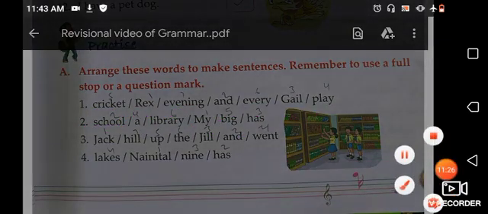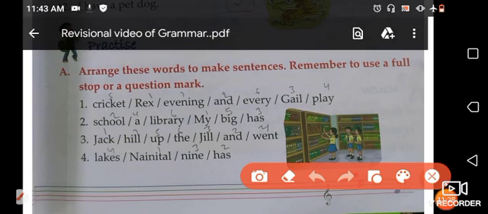Okay, next one is: Jack, hill, up, the, Jill, and, went. Okay, so the sentence will be: Jack and Jill went up to the hill. Okay, Jack and Jill went up to the hill.